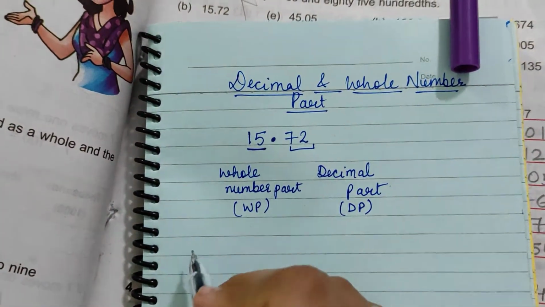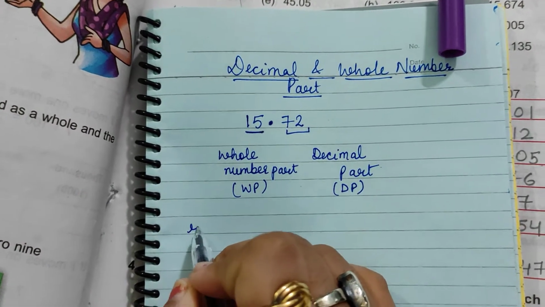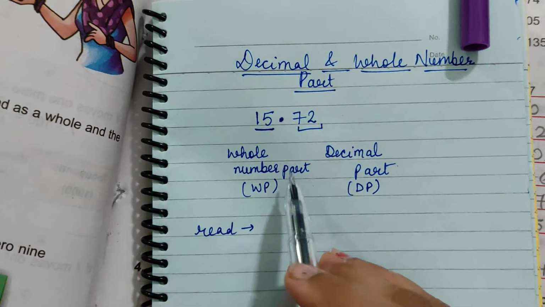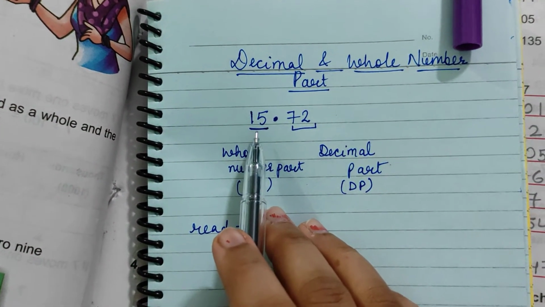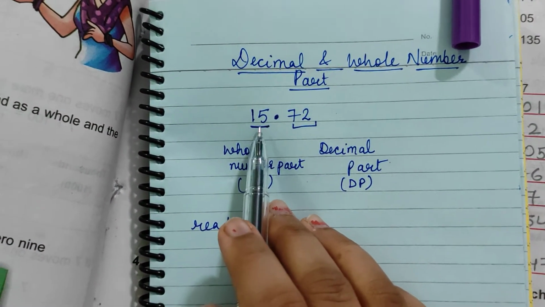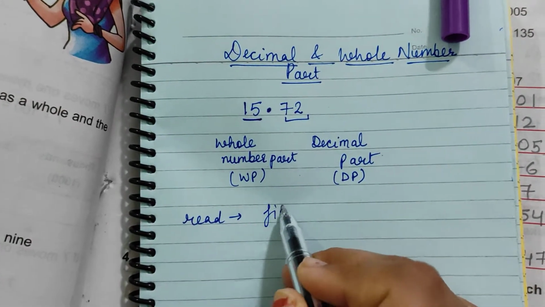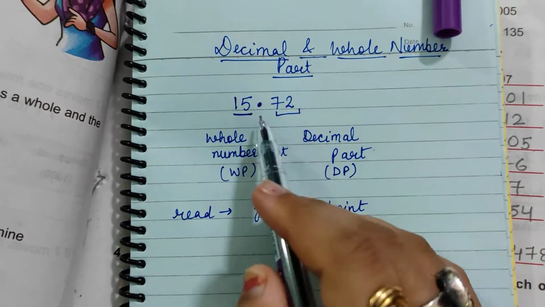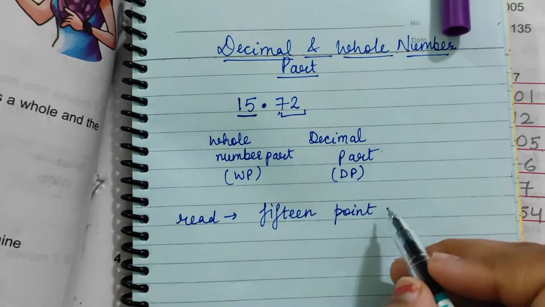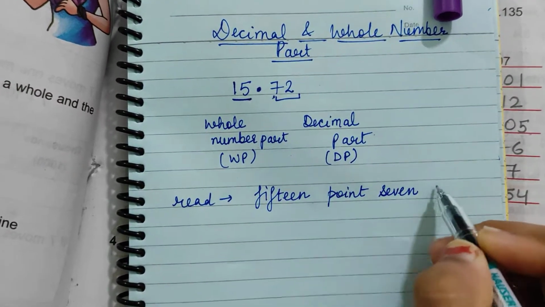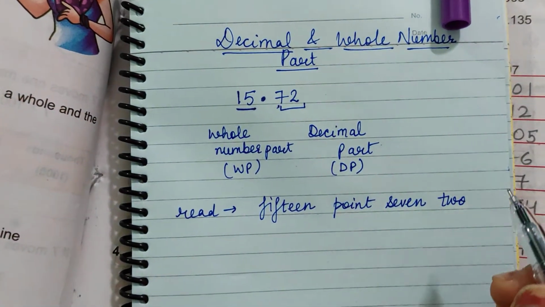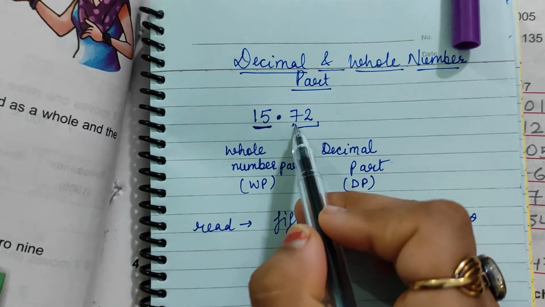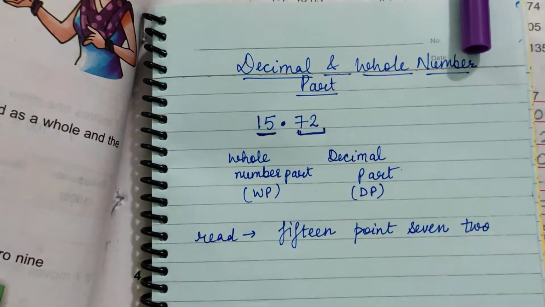Okay, so why are we dividing them in parts? Because to read the decimals we need to follow some rules. If I am reading a decimal, we need to read the whole number part together. Suppose I will read it as 15 and decimal will be read as point, and we read the decimal part as separate digits. The first digit is 7, so I will read it as 7 2. So while reading the decimal, you need to read the whole number part as a complete part, and you need to read the decimal part as separate digits.